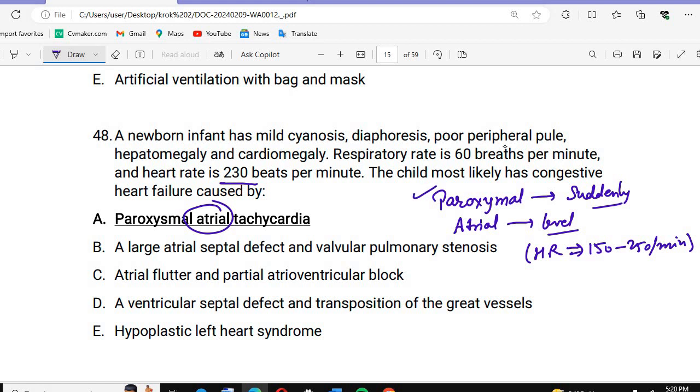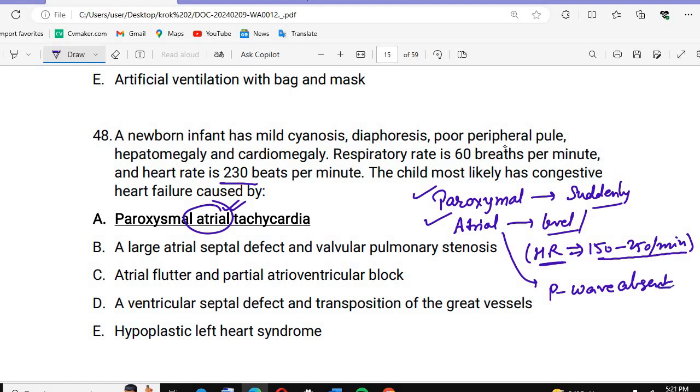Okay, the paroxysmal, what we call sudden. Atrial means there is an absence of the P wave, which we will study, and the heart rate in this condition will be 150 to 250 per minute. See, if there is an atrial problem in the atrium, then in this condition the P wave will be absent.